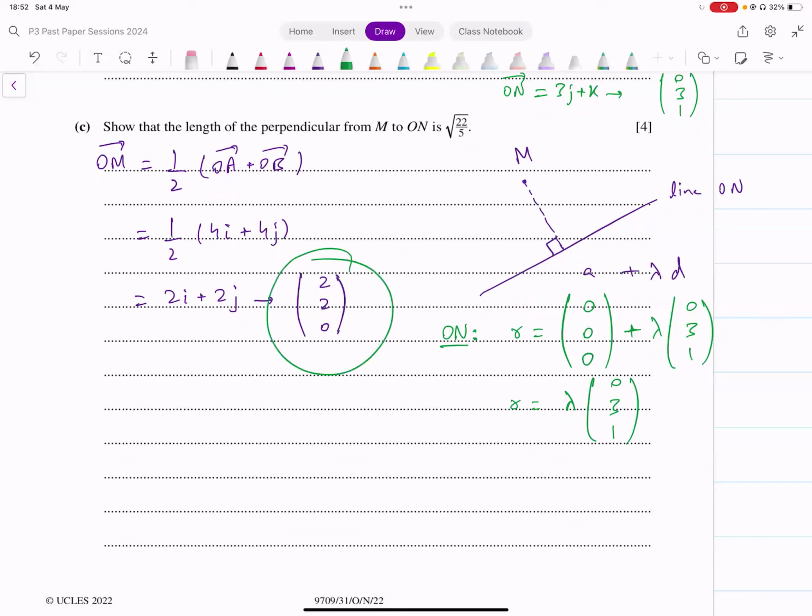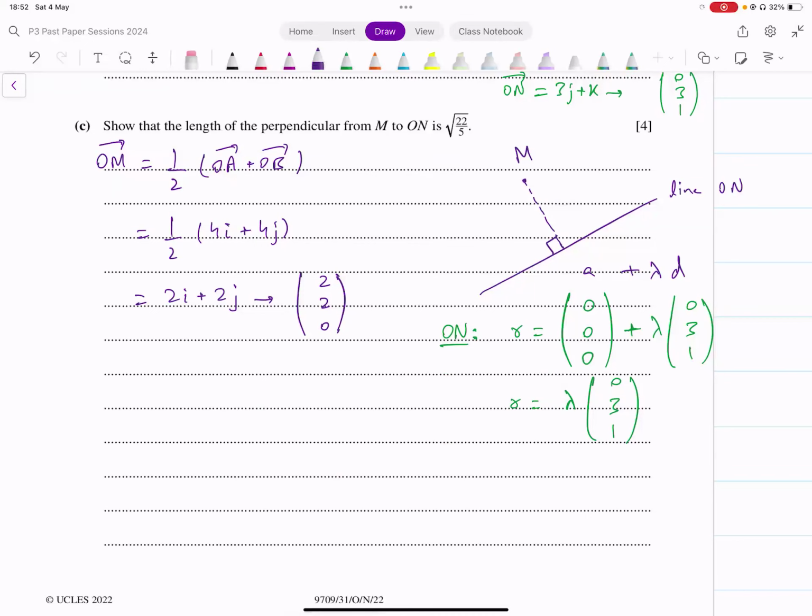We've got the position vector of the point M. Now, what do we used to do after this? We need the position vector of the foot of the perpendicular. Let's call this point X. What is point X going to be? The position vector of the point X, OX vector. X lies on this line ON, so its position vector is the same as this line: 0, 3 lambda, and 1 lambda. You could simplify this to 0, 3 lambda, and lambda.